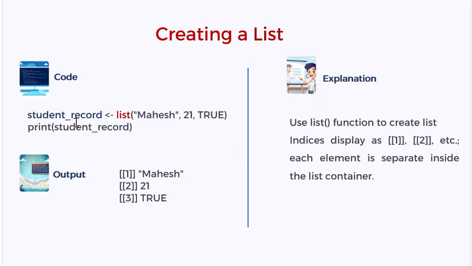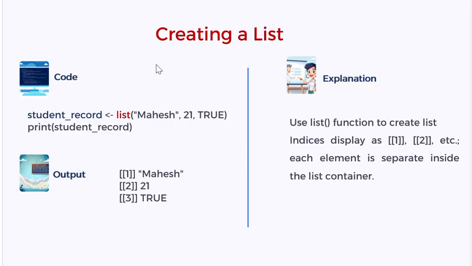We have to mention the variable name followed by the equal to sign. In R, we have another form of assignment operator, the less than symbol followed by a hyphen. This is also similar, an alternative to the equal to symbol we usually use for assignment in other programming languages. So we use that, followed by the built-in function called list.